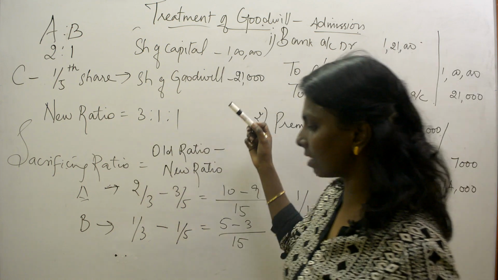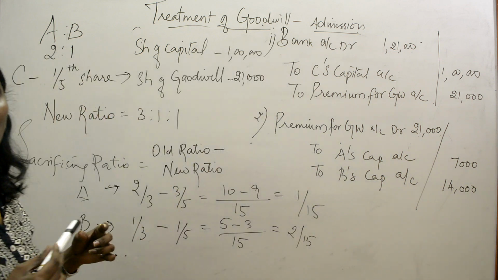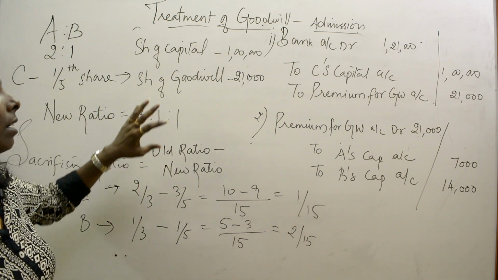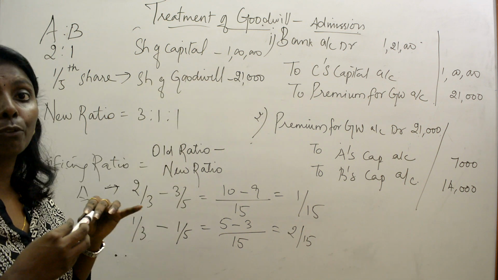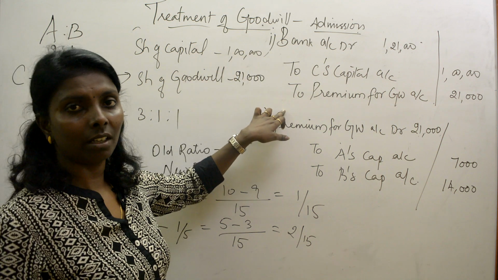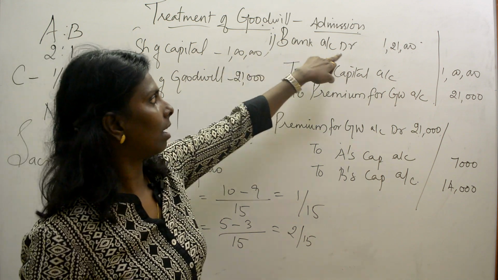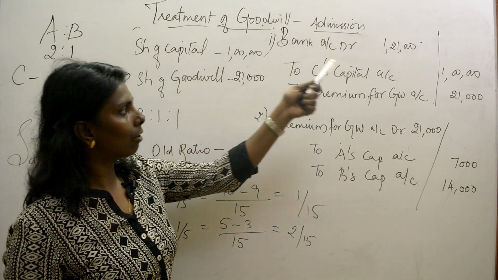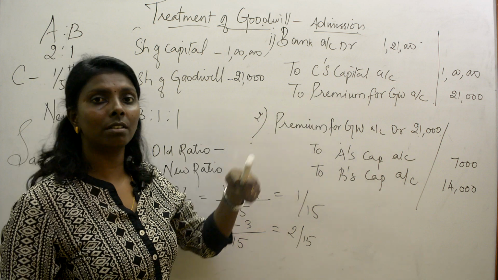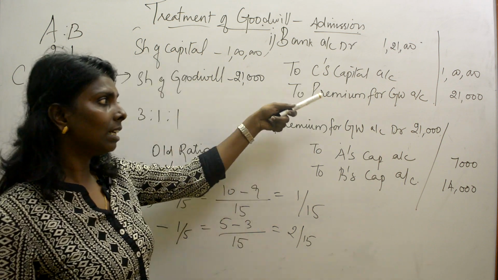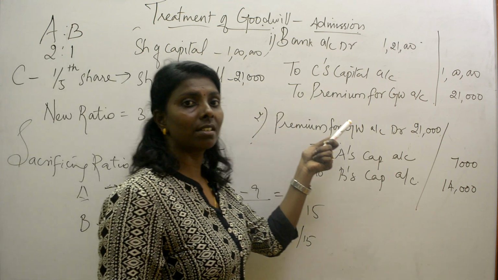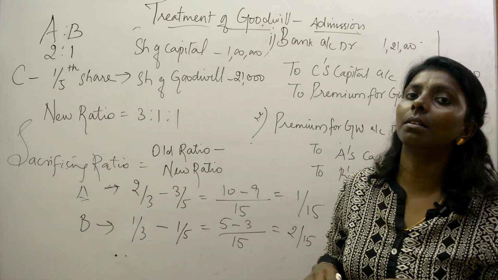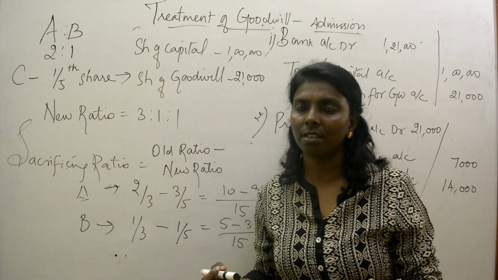Whenever C brings in a share of capital and goodwill, how we're going to record these entries in the accounts is what we're going to see in this video. Because C is bringing this in the form of cash, the entry goes this way. We debit bank account: bank account debit to C's capital and premium for goodwill, because 1 lakh goes to his capital account and 21,000 goes to his goodwill account. This goodwill, which C brings in for his share to enter into the new firm, will be divided among the old partners in the sacrificing ratio.